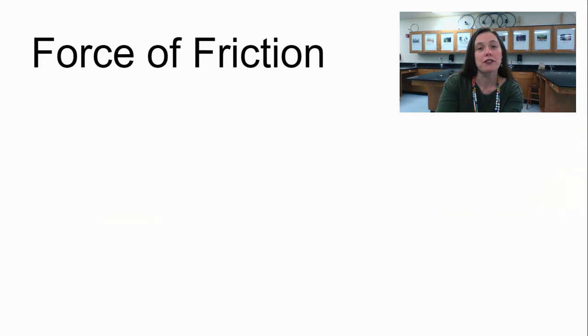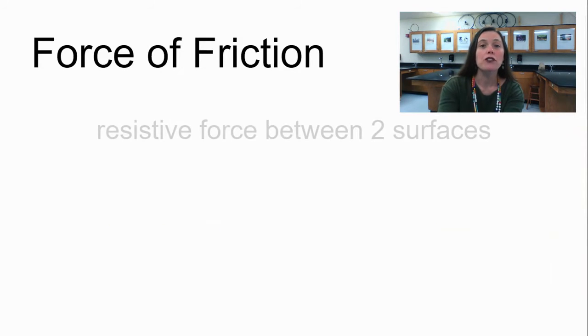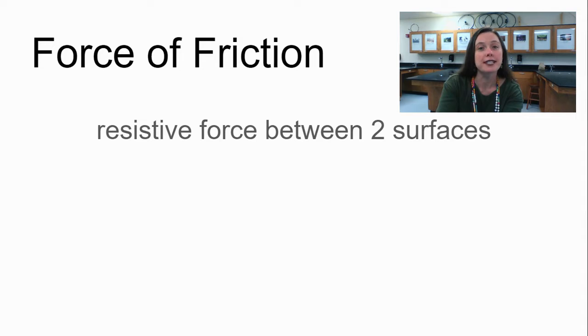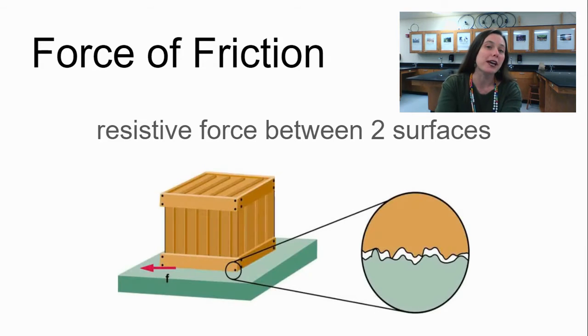Today, we will be focusing on the force of friction. Recall that we defined friction as the resistive force that acts between two surfaces. You can imagine this on the microscopic level as tiny bumps on one surface resisting sliding against tiny bumps on the other surface. That means that this force is a shearing force.